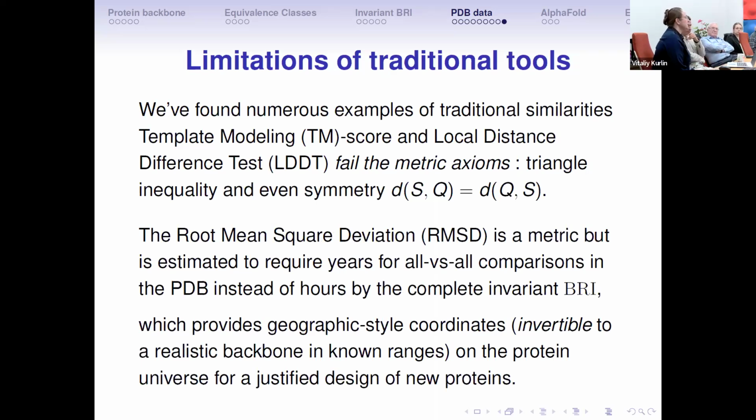Root mean square deviation is a metric, and it is a very good measurement, but not on large data sets, because on a large data set like the PDB it is just unmanageable. It will take billions of days or even years. Which means that our invariant BRI provides a geometric-style coordinate representation of protein backbones, which is easy to compute and to compare.